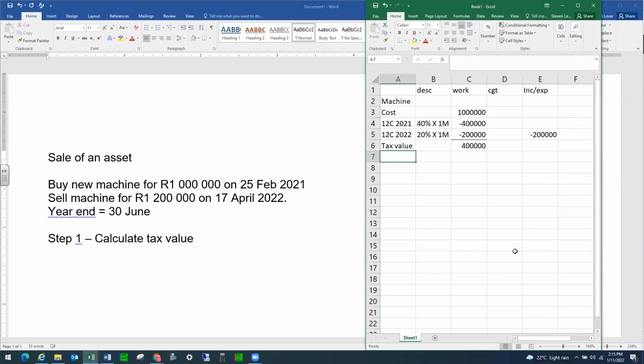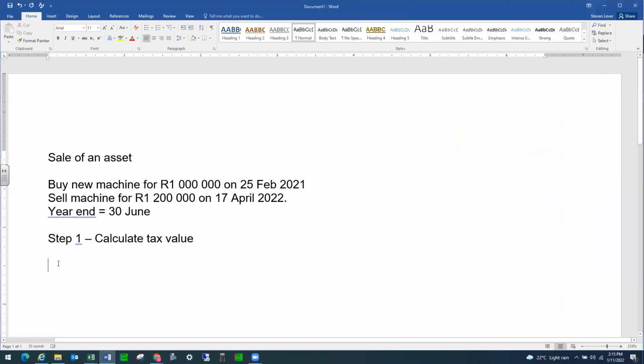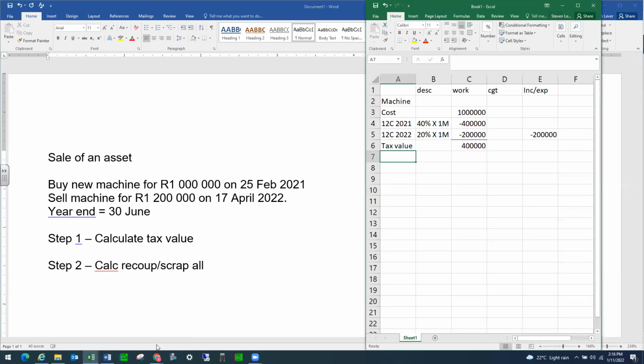Now, that's what you should do whenever you've got a disposal of an asset. You should calculate the tax value first. Let me explain why you need to do that first. Step 2 is to calculate the recoupment or the scrapping allowance, and you cannot calculate the recoupment or the scrapping allowance unless you know what the tax value of the asset is. So step 1 is always calculate the tax value.